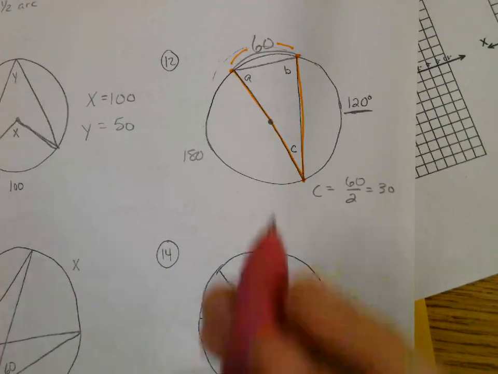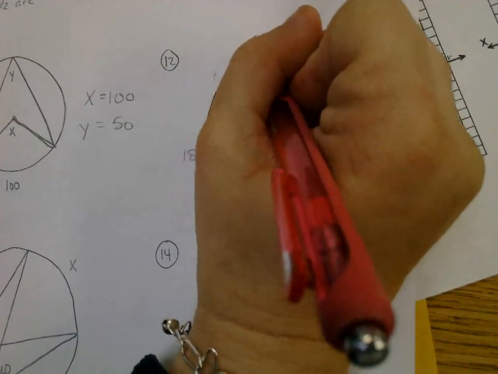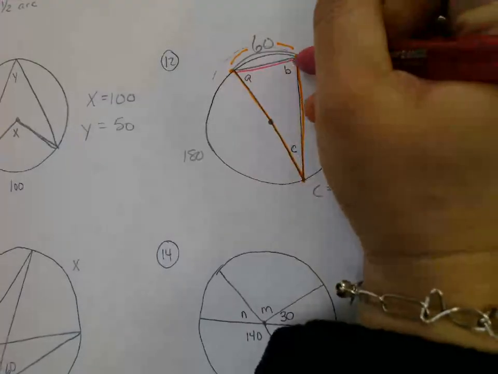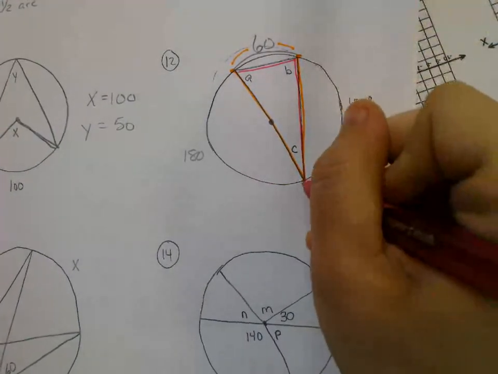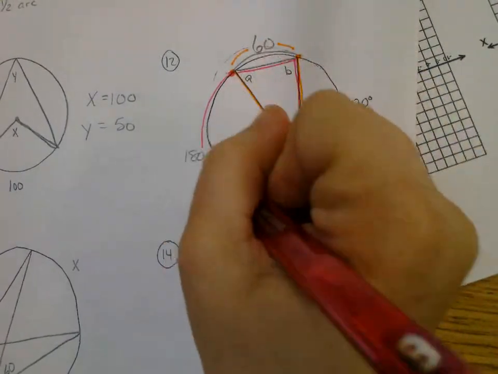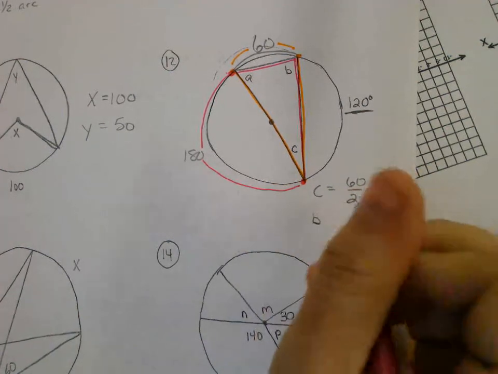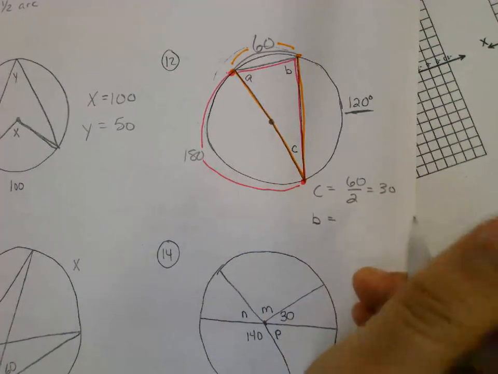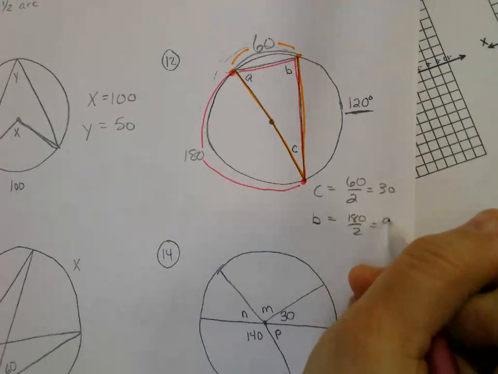Now let's look at B. Here's B. There's one of the lines, and there's the other line right there. So there's my endpoint and there's my other endpoint. This is the arc that's between those two endpoints. That's 180 degrees, so B would be half of that. What's half of 180? 90.